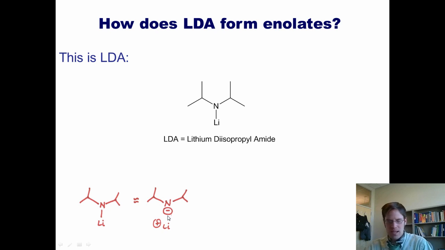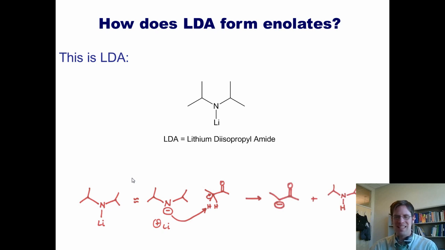So if I have the negative charge on the nitrogen, and it's staring at a carbonyl compound like this one, what's going to happen? Well, of course, that negatively charged nitrogen is going to strip one of those alpha hydrogens, dumping the electrons into the alpha carbon to give me this enolate. This then converts this negatively charged nitrogen species into this product, diisopropyl amine. This is how LDA removes alpha hydrogens.